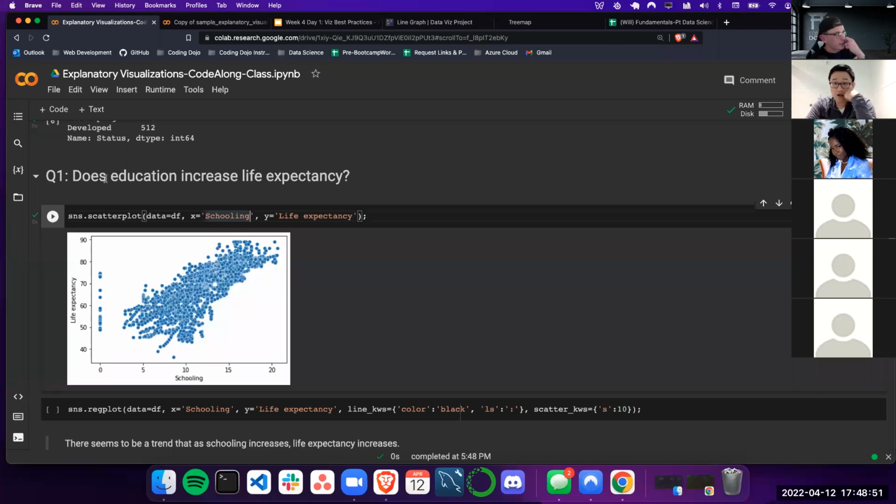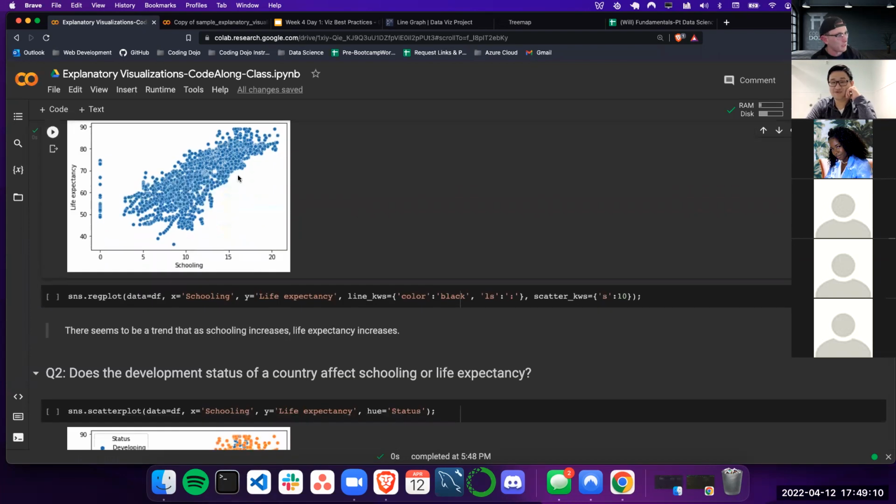And usually when we're dealing with a question like this of, what are we using to see if there is an effect, that is going to be our X. So in this case, is schooling causing an effect on my life expectancy? And here we can see that there is a pretty positive correlation, right? To where it seems as if the more schooling, the higher the life expectancy.